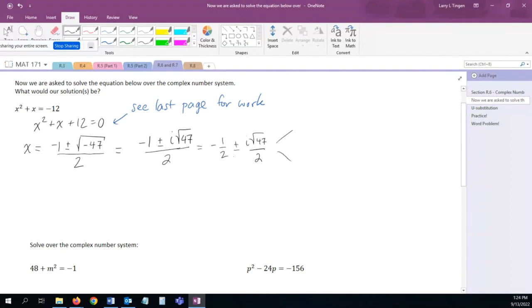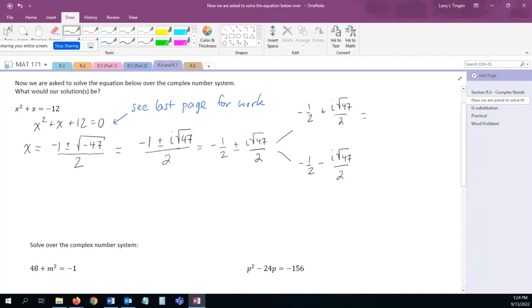And what's this going to do? This is going to split into 2 because I still have the plus minus going. So I've got -1/2 plus i times the square root of 47 over 2. And I have -1/2 minus i times the square root of 47 over 2.